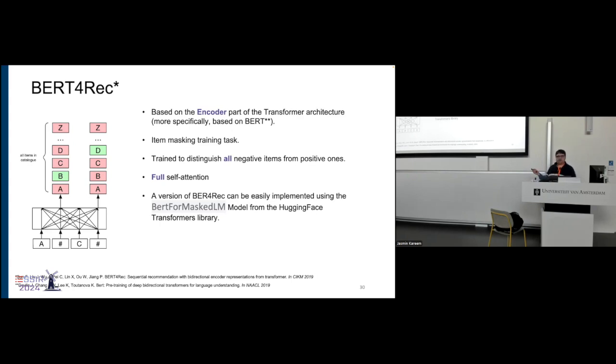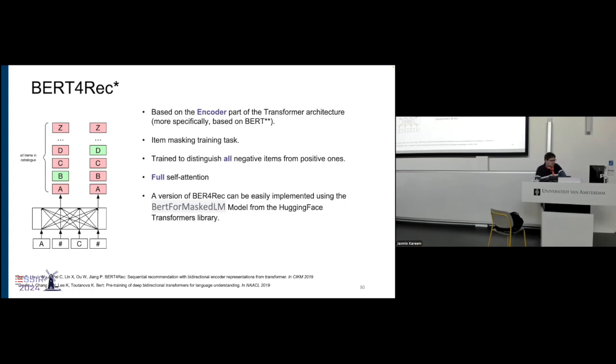And differently from SASRec, there is no problem with information leakage, right? Because the ground truth item was hidden, it was not present in the input data, so we don't have to prohibit the model from looking forward. So BERT4rec looks in both directions.